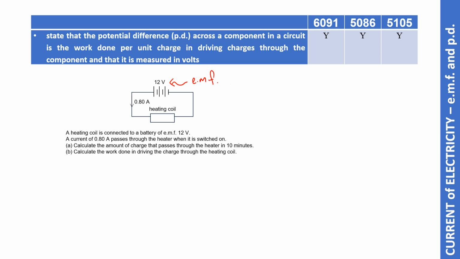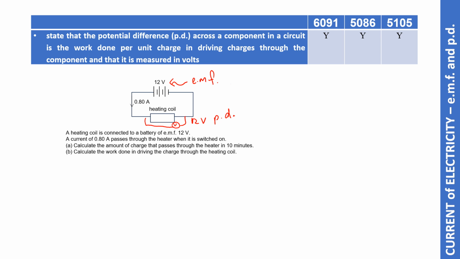But if you were to take a voltmeter and connect it across the heating coil over here, this voltmeter will also read 12 volts because there are no other components in this circuit. And we wouldn't call this e.m.f because it's not the work done to drive the unit charge around the complete circuit, but it is the work done to drive the unit charge through the component, which is the heating coil in this case. So 12 volts here, we call it the potential difference.